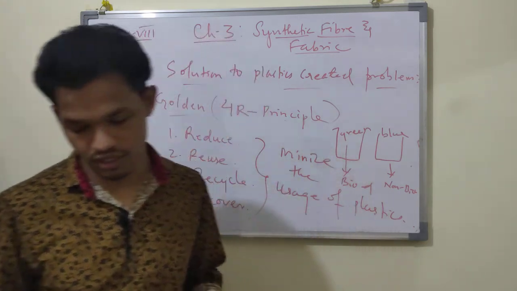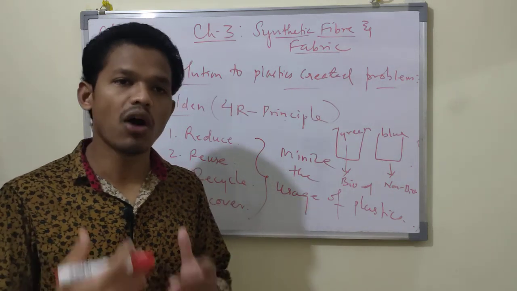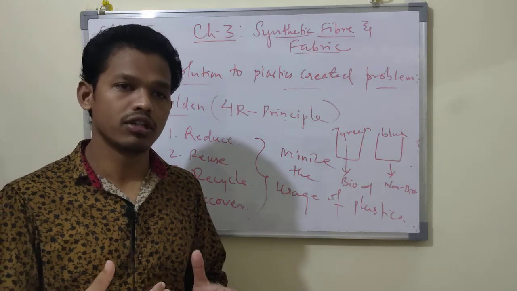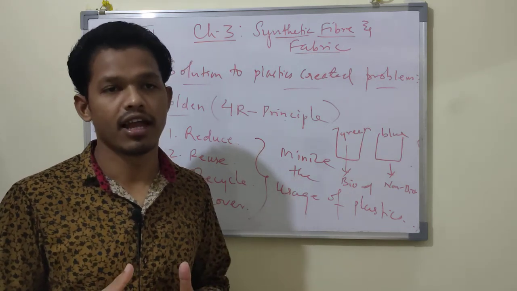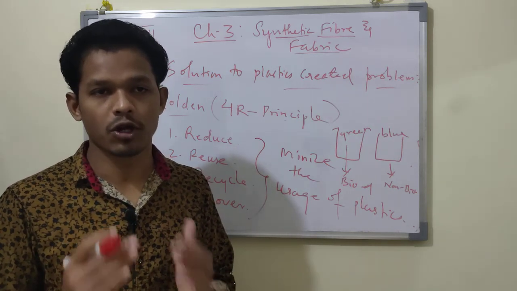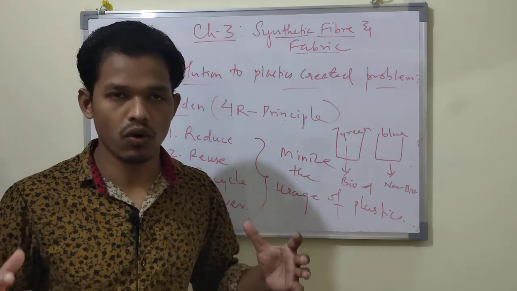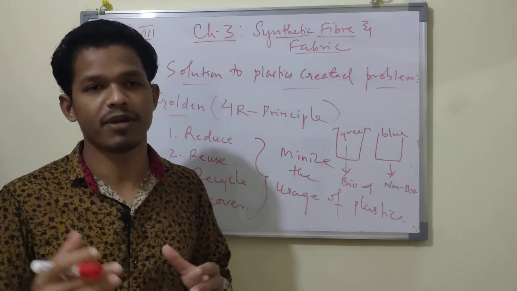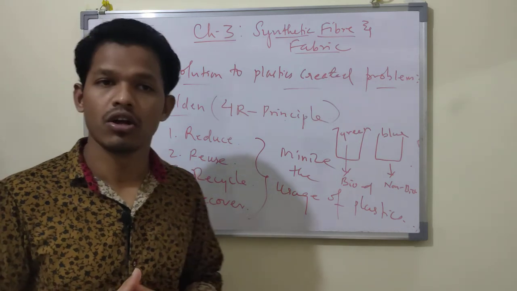So this is the reason why we follow the golden 4R principle. This is how we avoid more usage of plastics in order to keep the environment and public places clean. I urge you all, you are the responsible ones, we are all responsible for keeping the environment clean and free from plastics. Thank you. This is the complete chapter.